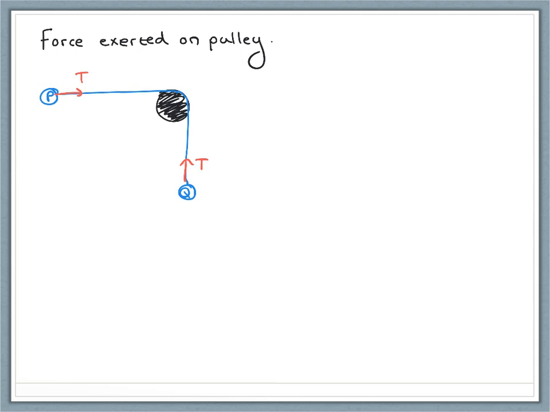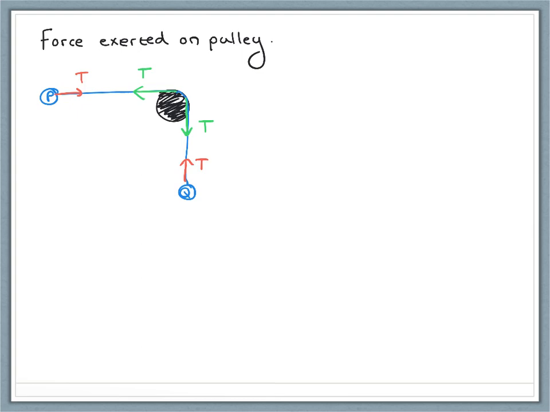Let's now look at the forces acting on the pulley. There's going to be a force which is equal and opposite to the horizontal tension force, like this, which acts on the pulley. And there's going to be a vertical one as well, which is acting in an opposite direction to the vertical T force. Remember Newton's third law of motion: for every action, there is an equal and opposite reaction. So the forces exerted on the pulley look like this, these two green forces.